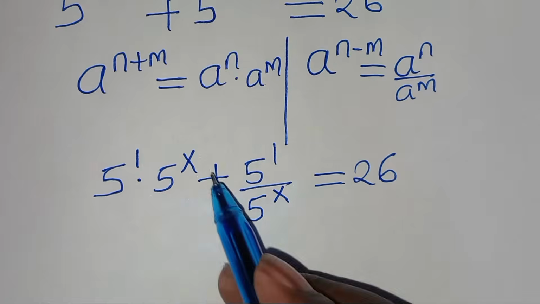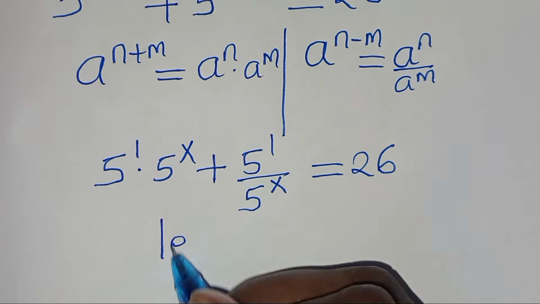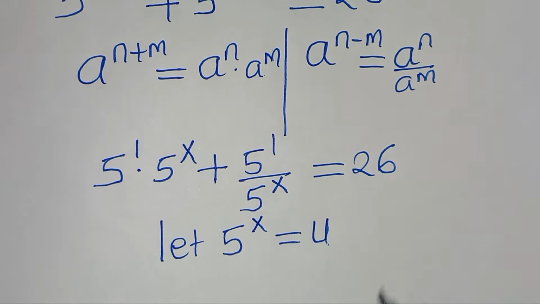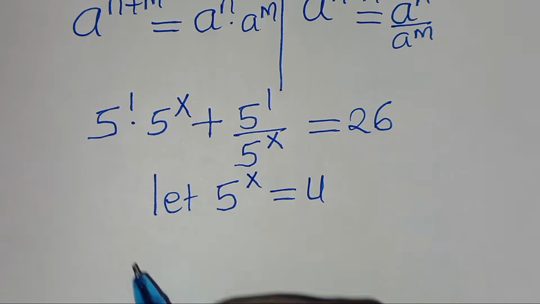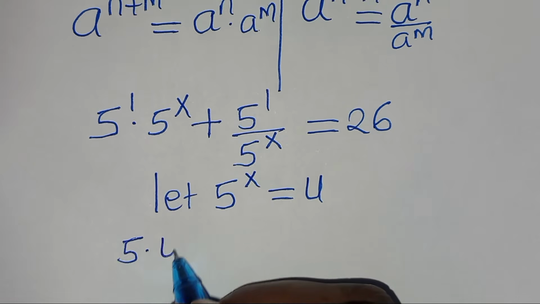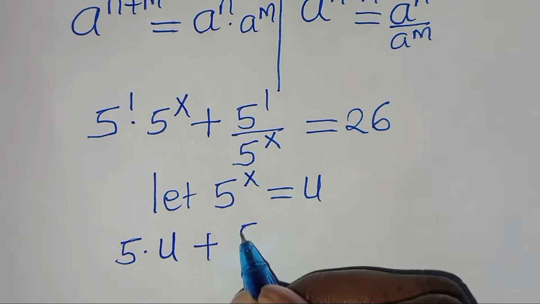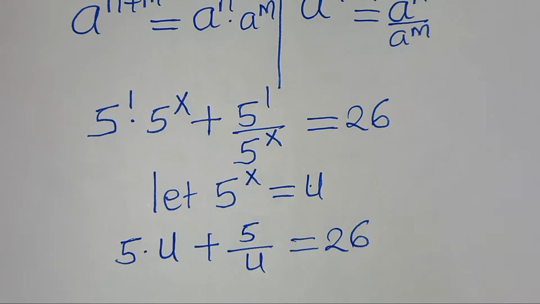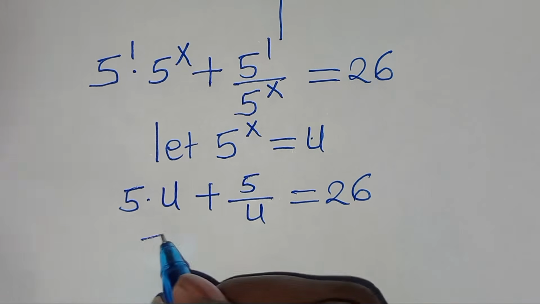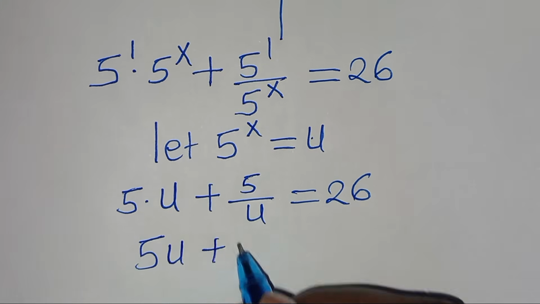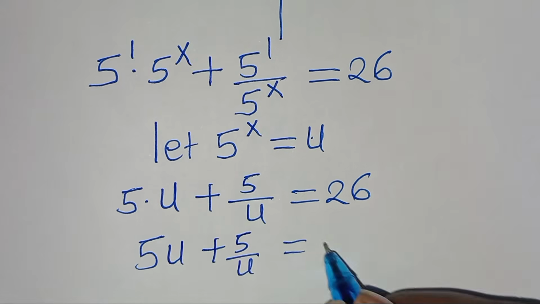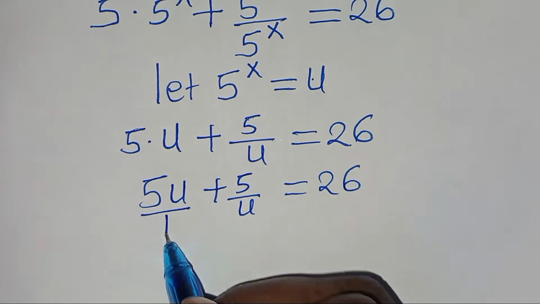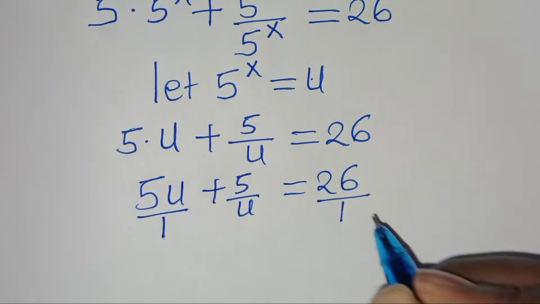Now, the next step from here, we can let 5 to the power of x be equal to u. So that now, here we have 5 multiplied by u, then plus 5 divided by u. This is equal to 26. So here we have 5u, then plus 5 over u, equal to 26. So that now 5u is a whole number, so this is over 1, and 26 is a whole number, so this is over 1.